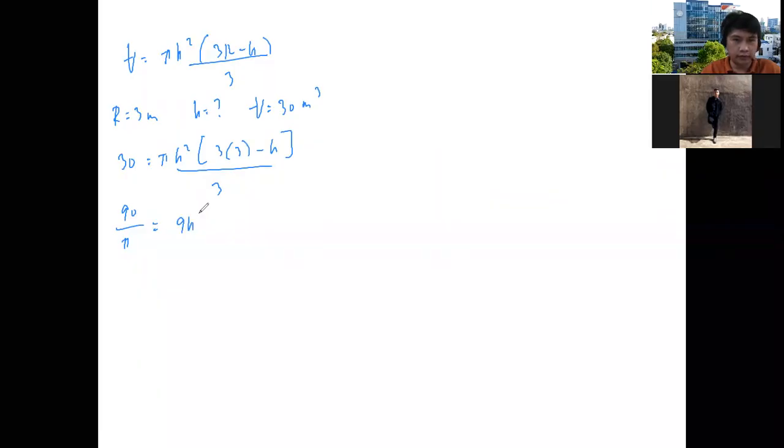9h, tama ba? Squared. Parang may kulang dito. Tama. Then minus h raised 3. Okay, so we can express our f of h in this form: h raised to 3 minus 9h squared plus 90 over pi. Of course, we need to use the Newton-Raphson, so we have to define what is f prime of h. Okay, so this is 3h squared minus 18h.